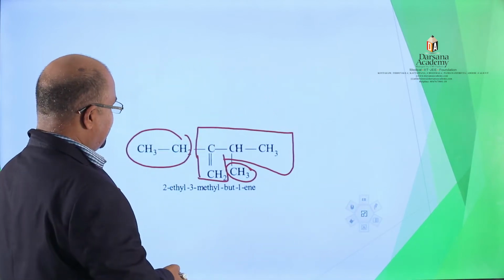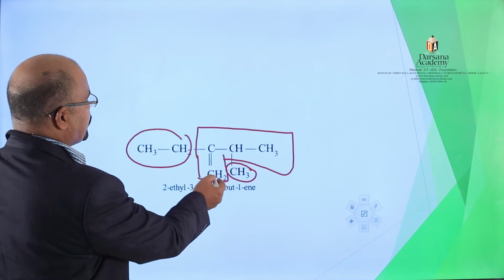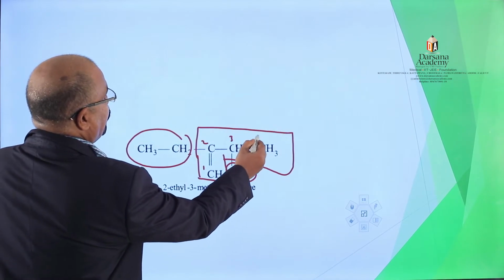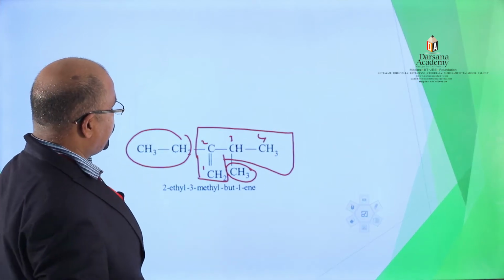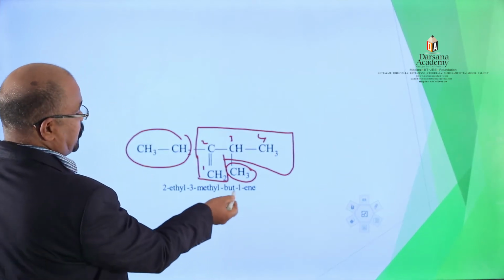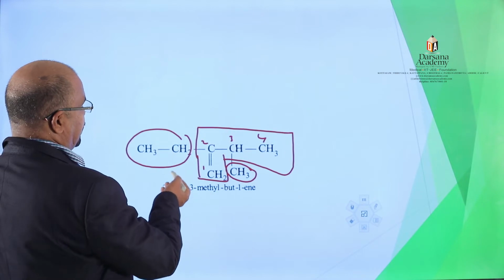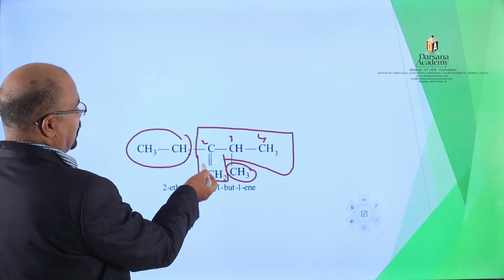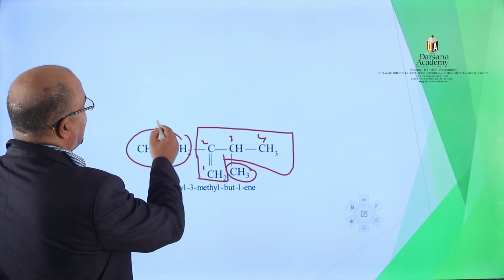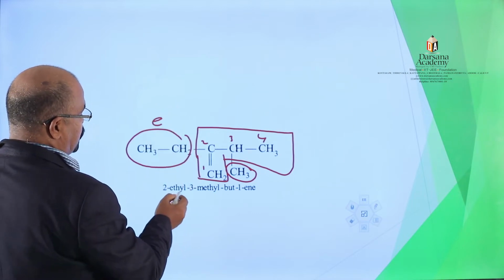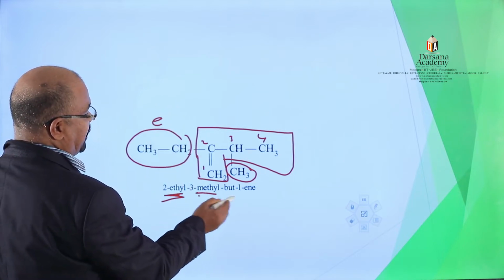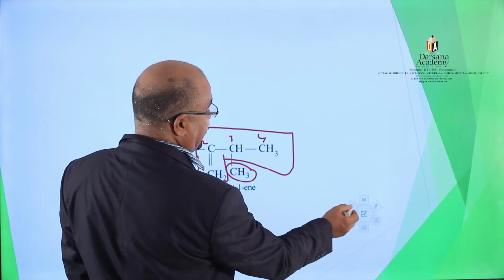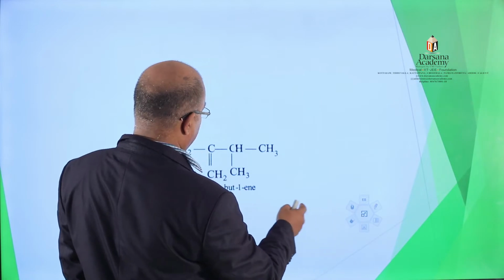Then the position here is numbered 1, 2, 3, 4. But is the root word and the first position is ene. I will explain the naming of the substituents, but here we are giving priority to alphabetical order, so 2-ethyl, then comes methyl, so 2-ethyl-3-methyl-but-1-ene is the compound. Clear?